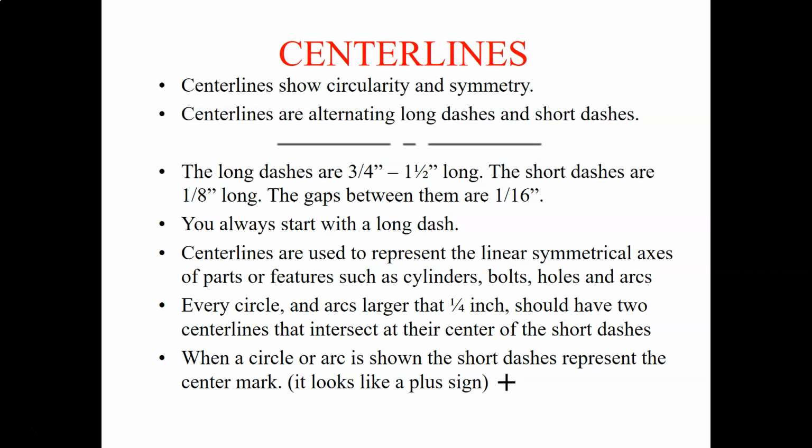Every circle and arc that is larger than 1/4 of an inch should have two center lines that intersect at their center point, and they're going to have short dashes there. When a circle or an arc is shown, the short dashes represent the center mark. It's going to look like a plus sign.